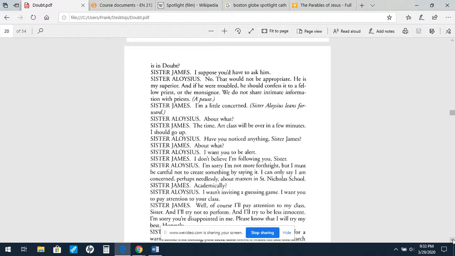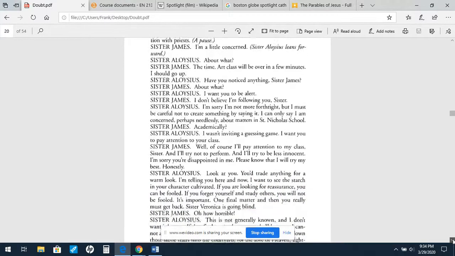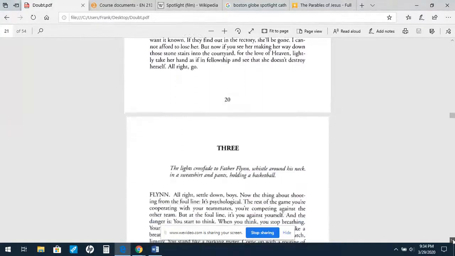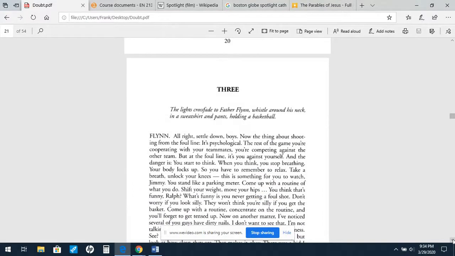Her job, as she sees it, is to make sure that the students pass through school, don't trip up, don't have any difficulties along the way. She calls herself the guardian at the gate, and her job is to keep the wolves away from the students, right? All right, so now I really love the rhythm in the early scenes here. We vacillate between these monologues by Father Flynn and these dialogues between Sister Aloysius and Sister James.